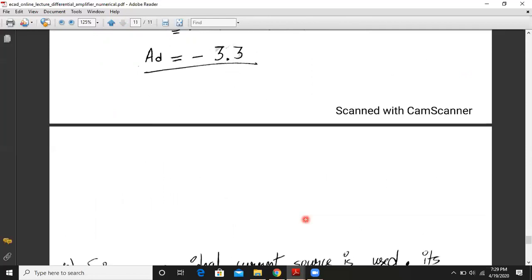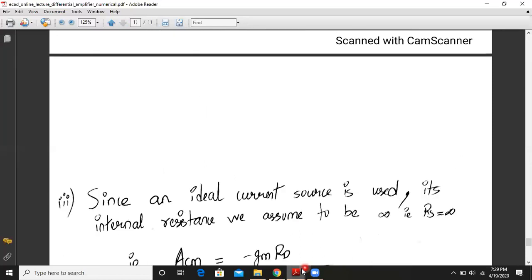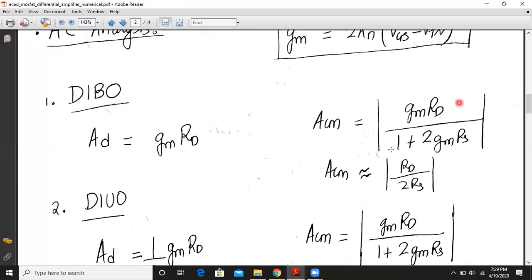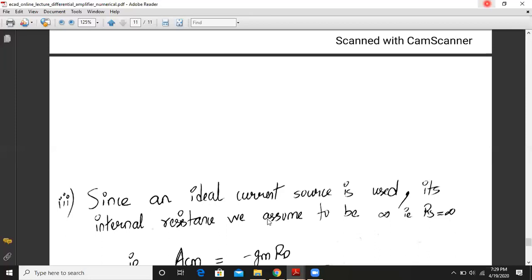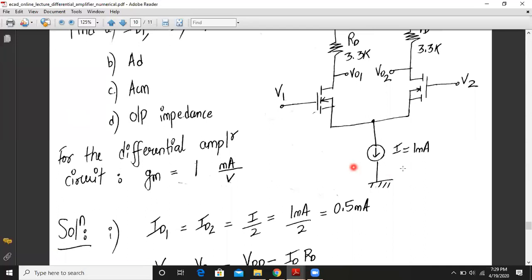The third part, they are asking us the common mode voltage gain. So the common mode voltage gain formula is gm RD upon 1 plus twice gm into RS. So basically RS is the source resistance. Here there is no source resistance connected in the circuit diagram.